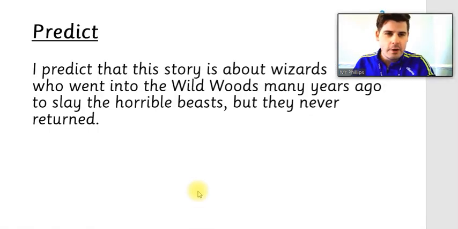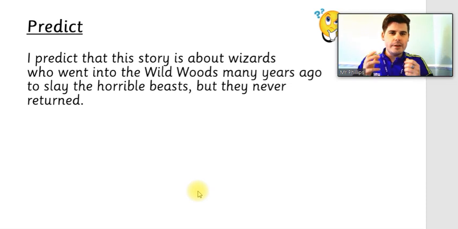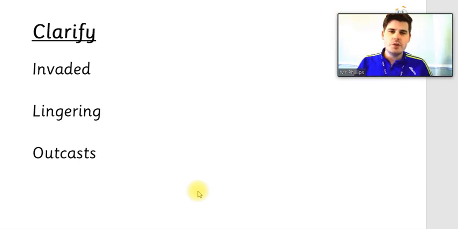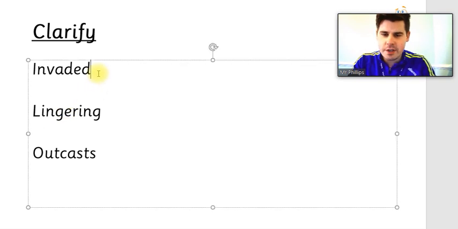Okay, right, so we've predicted and we read the book now, so it's time to clarify. And these are the three key pieces of vocabulary that I've picked out that I would like you to know the meanings of by the end of this session. So we've got invaded, lingering, and outcasts. All right, so for each of these words, what I want you to do is to write down what you think the definition is, and then we'll have a little talk through it in a bit.